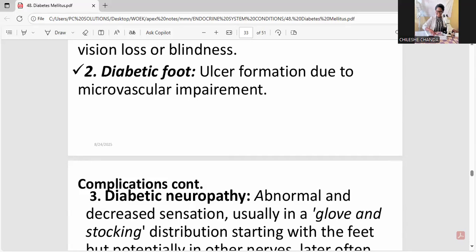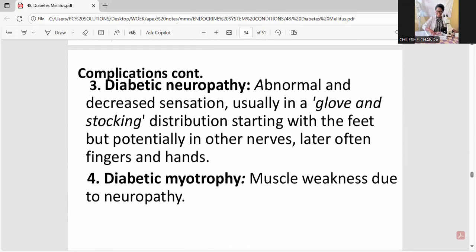Even the drugs that you may be giving orally or IV may not reach the area because blood supply to that particular place where there is that wound is not adequate.